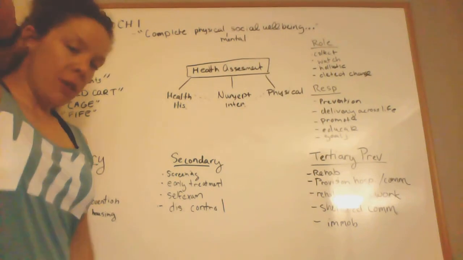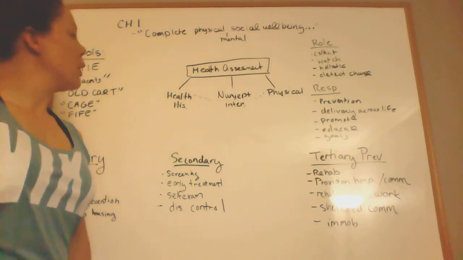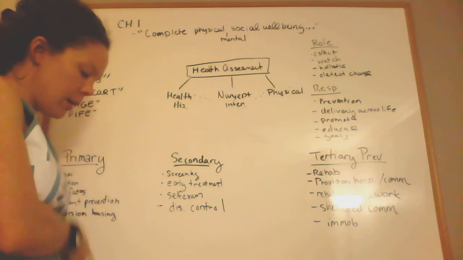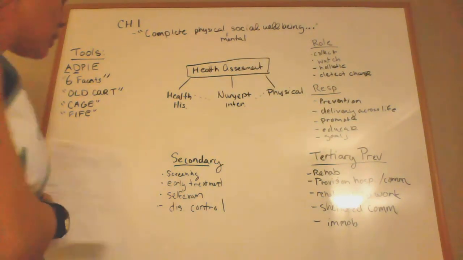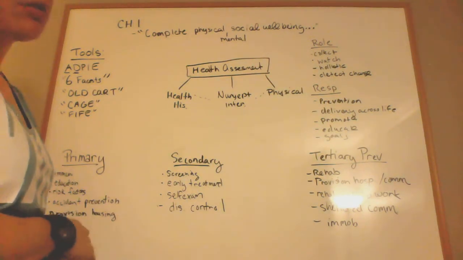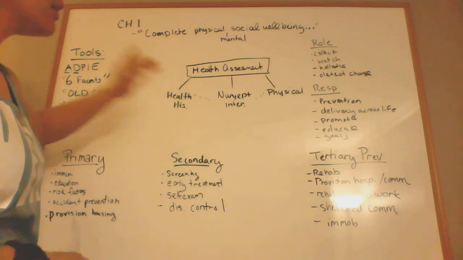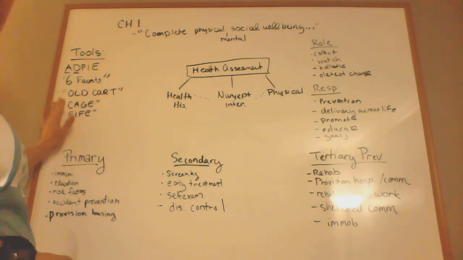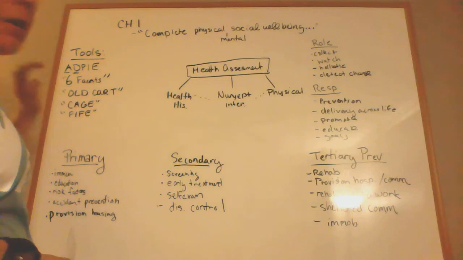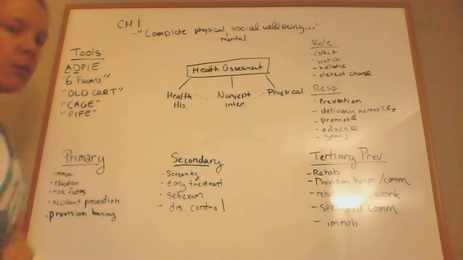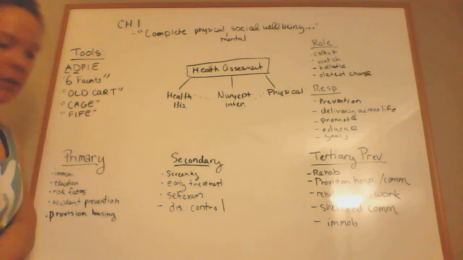Okay, so we are going to finish up chapter 1. We had to go over preventative measures, and those consist of the primary, secondary, and tertiary preventions. We already talked about health assessment a little bit, and some of the tools that we're going to be looking at. So the 6 facets, and your EdPi and your old cart. We have not gotten to the page in the Python. We'll hit that in a minute.